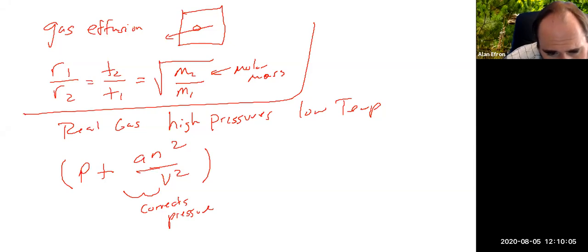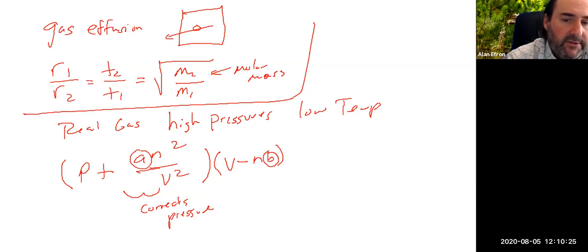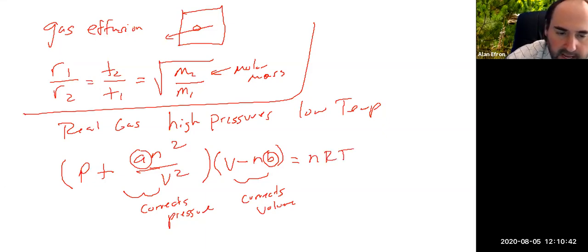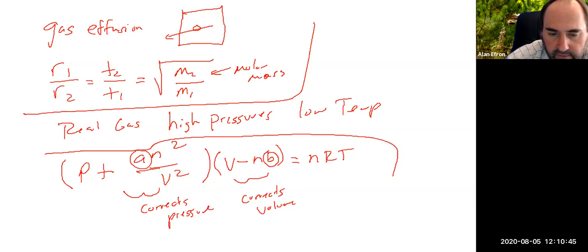And the A here is the van der Waals constant value, and that is a value, again, that you can look up in a table, and it's different for each gas. And V minus nB, B here again is going to be another van der Waals constant, also different for each gas. And this corrects the volume relationship that occurs in these conditions. And this equals our nRT. And this is what is sometimes referred to as the van der Waals equation.